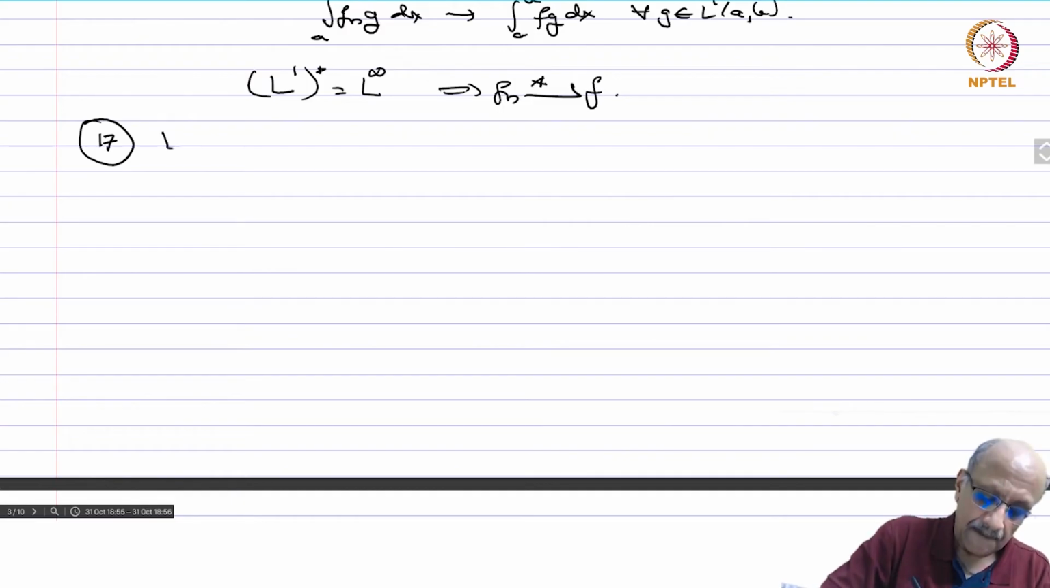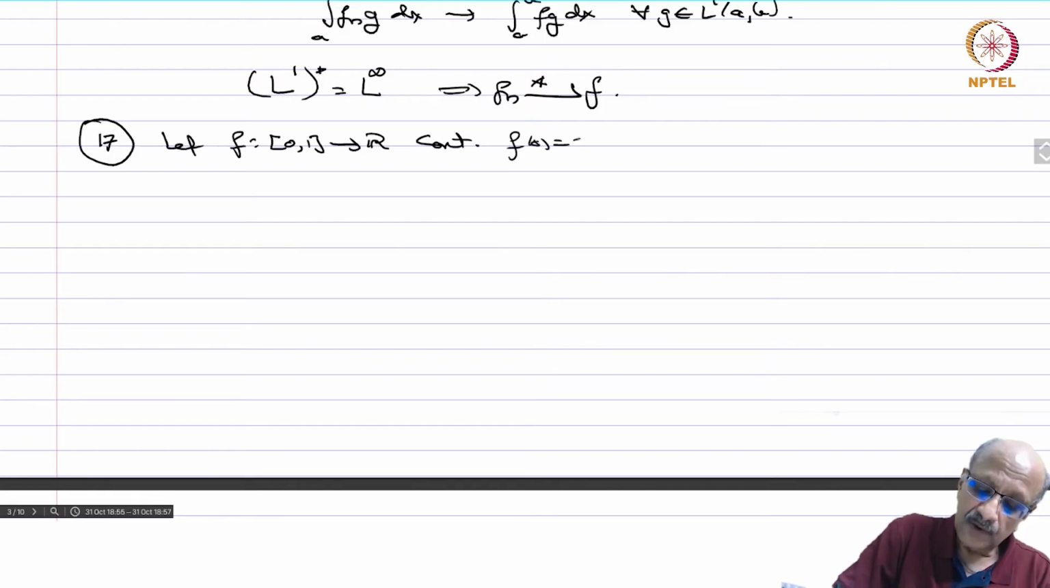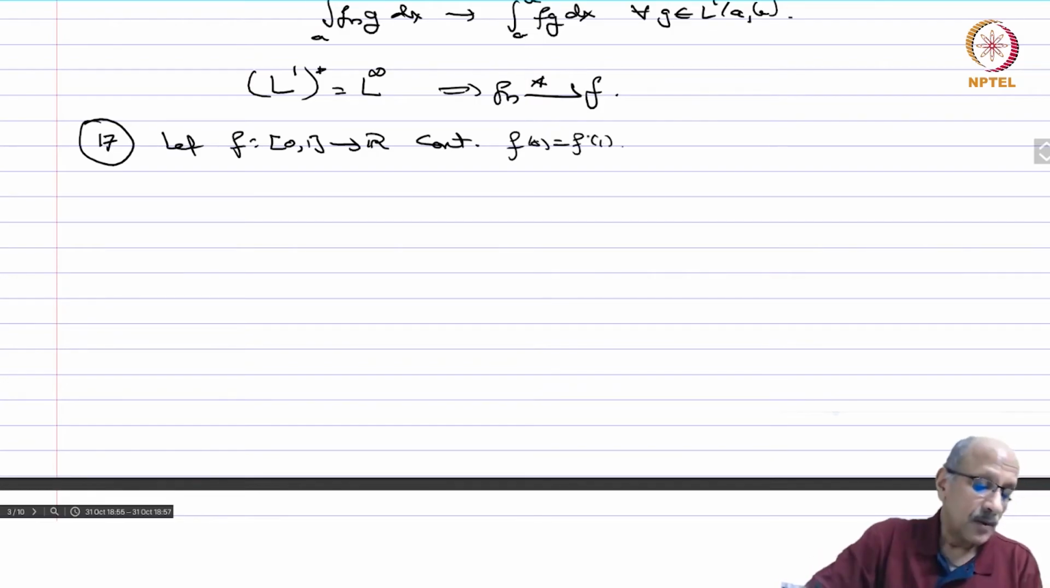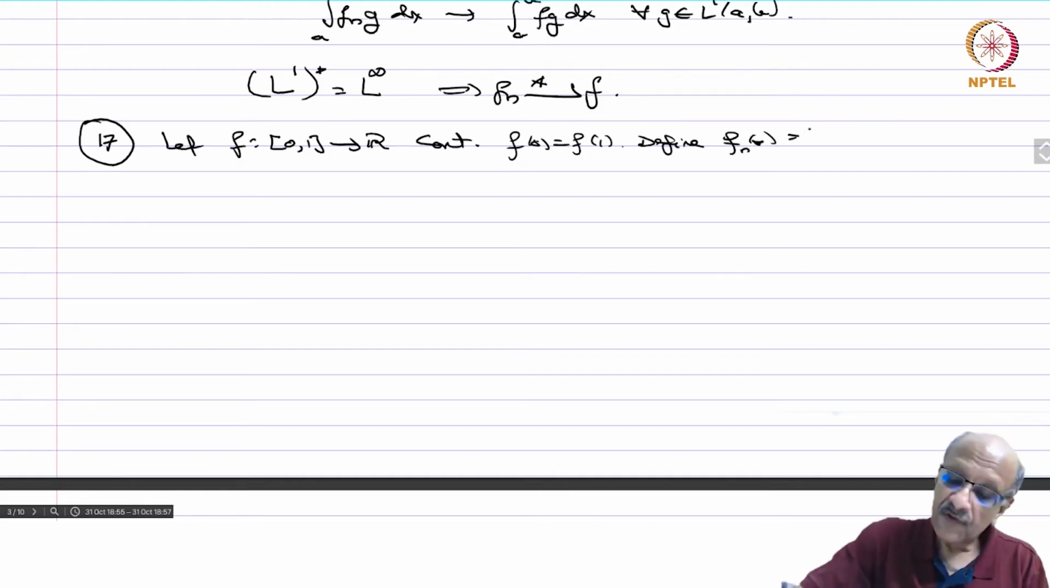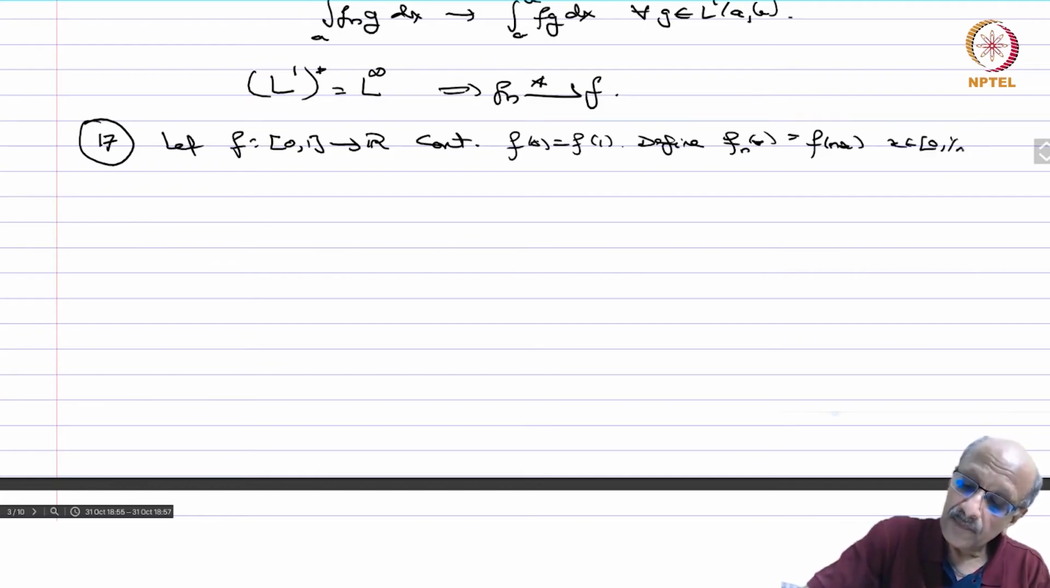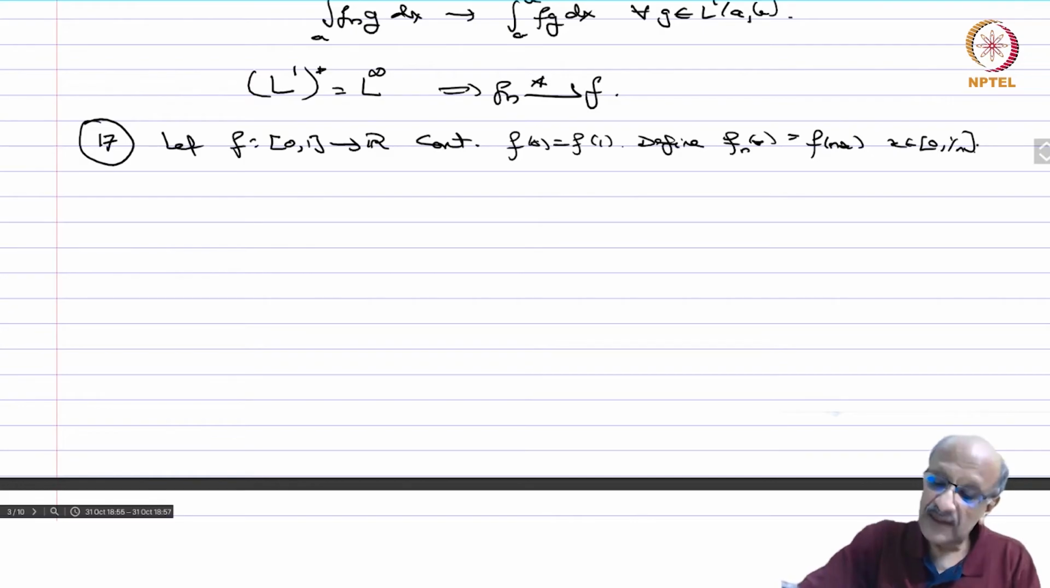Let F be from C[0,1] to R, continuous, and F(0) equals F(1). So it's a periodic function. Define Fn(x) equals f(nx), x in [0, 1/n]. So you are rescaling the same function.